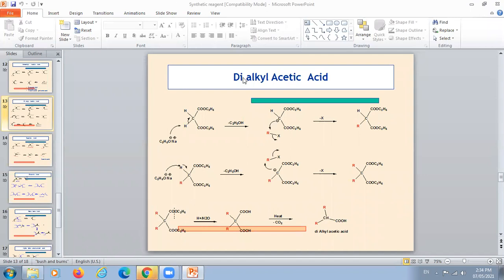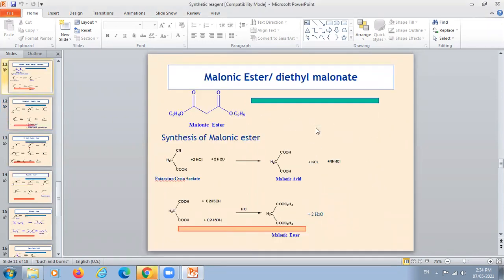In the last lecture, we have seen the synthesis of a malonic ester from potassium cyanoacetate. In step first, potassium cyanoacetate is converted to malonic acid by the reaction of HCl and water molecule.